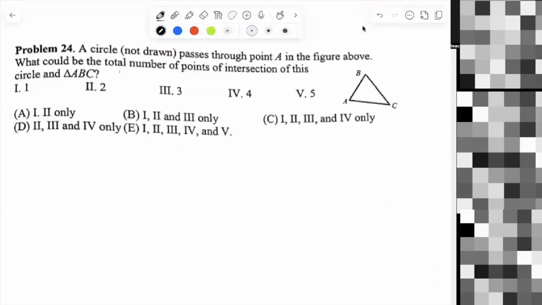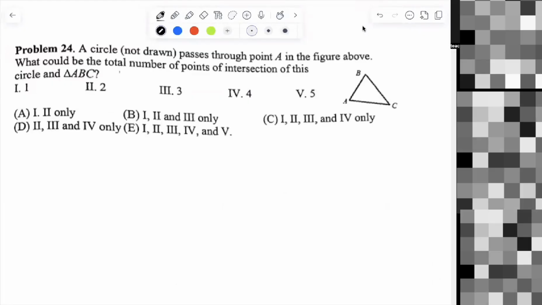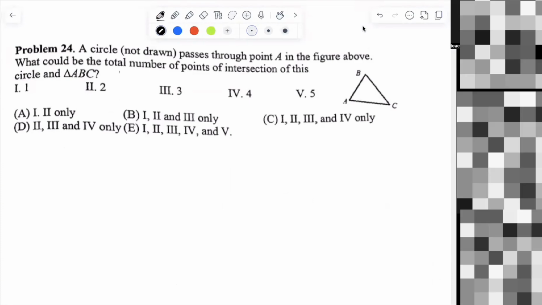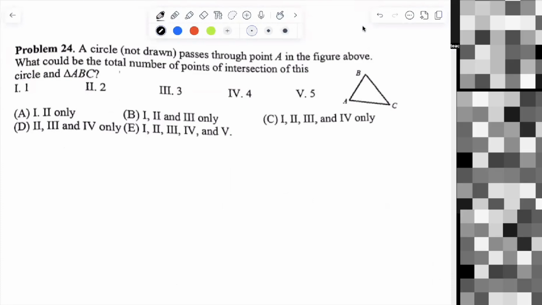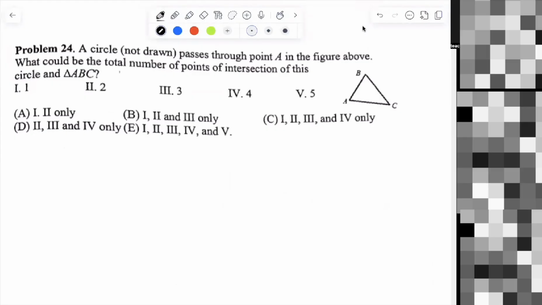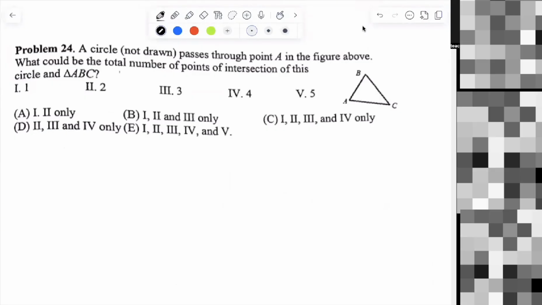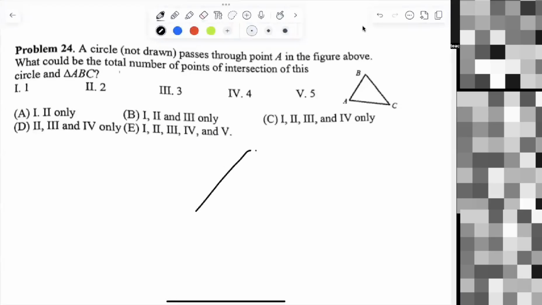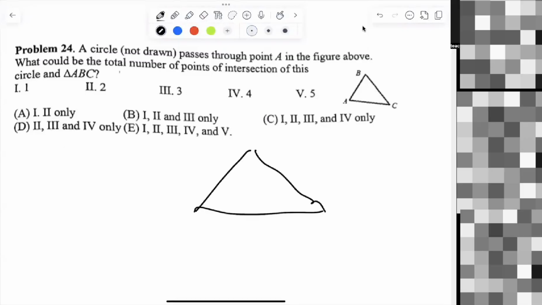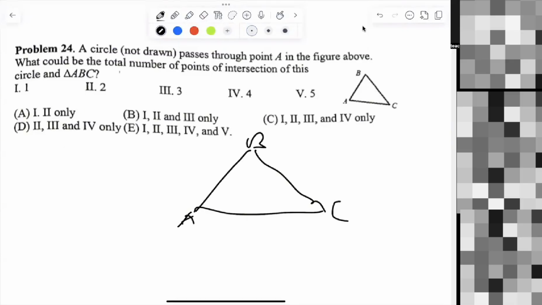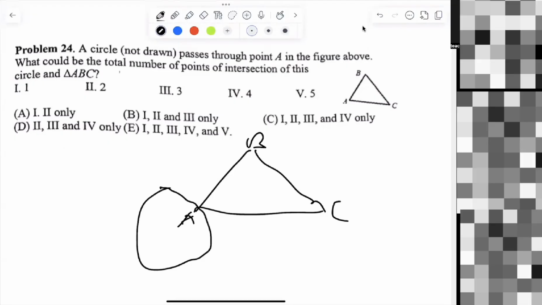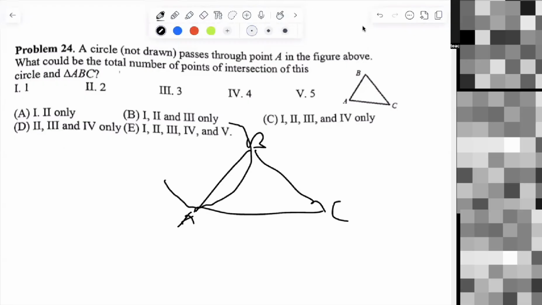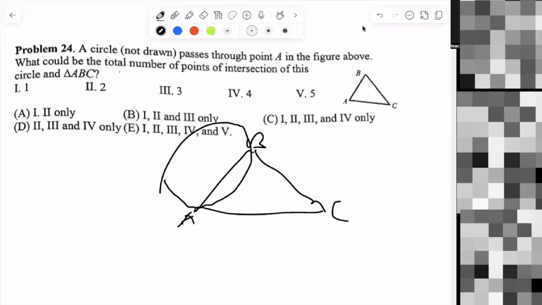A circle, not drawn, passes through a point A in the figure above. What could be the total number of points of intersection of this circle and triangle ABC? So notice that the circle goes through A. Well, we can just guess and check, or use the process of elimination. In this case, let the triangle be A, B, C. To get 1, we can just draw a circle like this. Right? How do we get 2 then? Well, one way to do it is to draw it like this, where A and B is a chord.